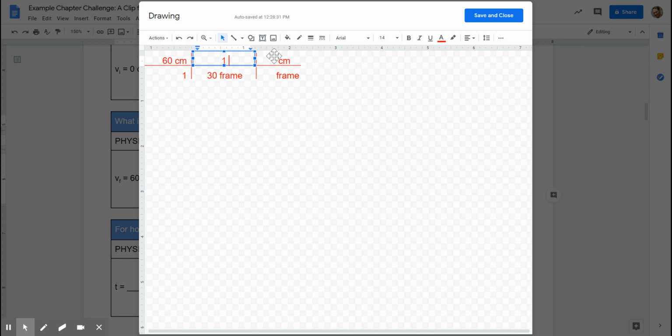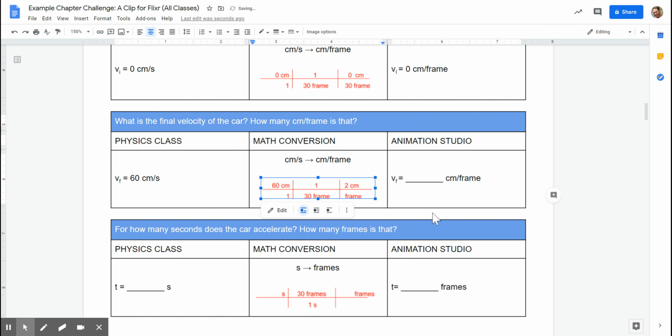And now I just need to multiply across the top, and I get 60 centimeters because that's all that I've got on the top. And then on the bottom, I do the same thing, only it's 1 times 30 frames, and that's going to be 30 frames. But now I've got 60 divided by 30. And 60 divided by 30 is not all that hard, right? 60 divided by 30, I can say that's equal to 2 centimeters per every 1 frame. All right, so I'm going to save that.